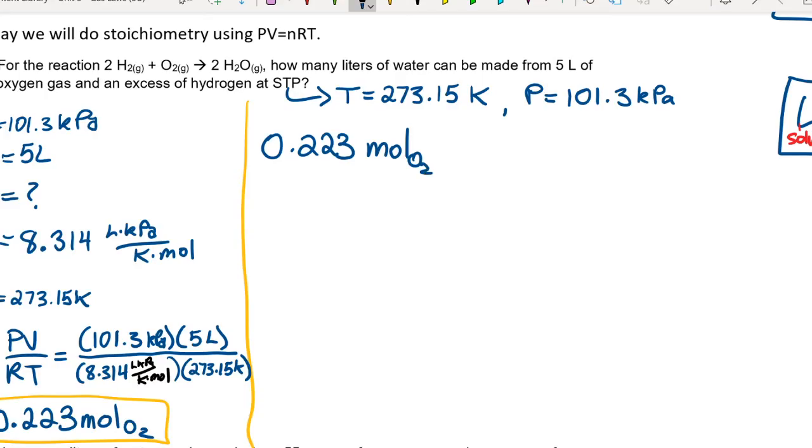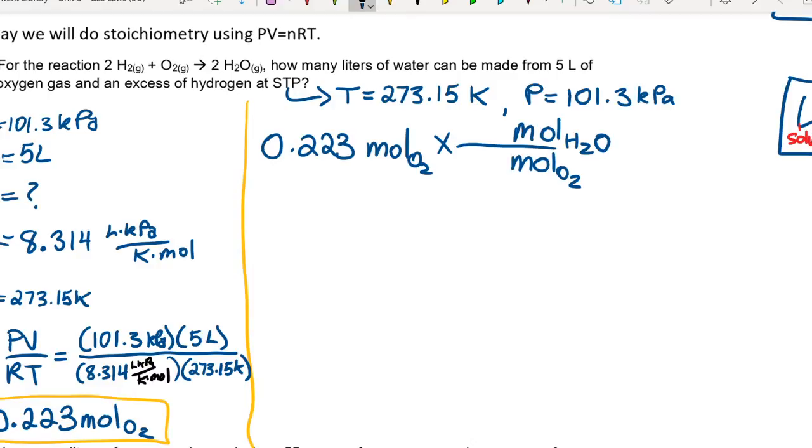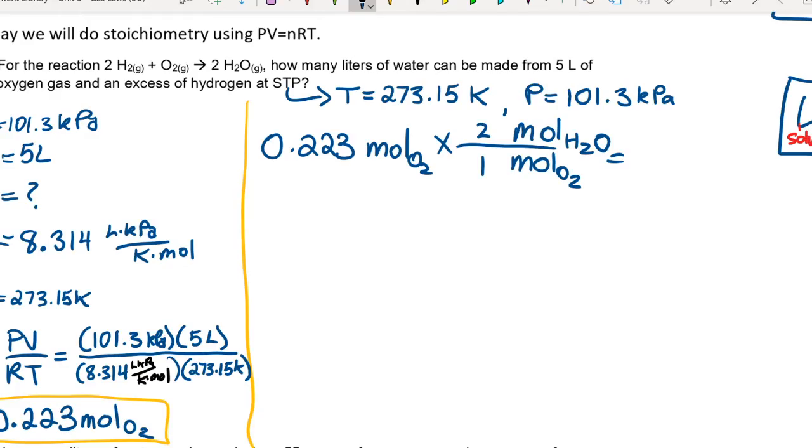And we're just going to say, I don't want to talk about moles of O2. I want to talk about moles of H2O. And what is that ratio? 1 to 2. Which one's 1? Which one's 2? O2 is 1, H2O is 2. Awesome.